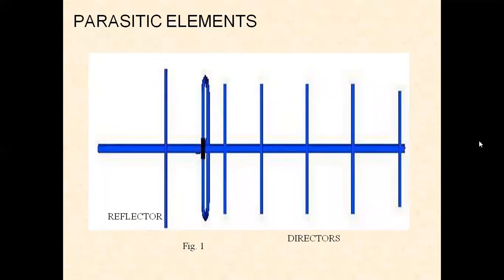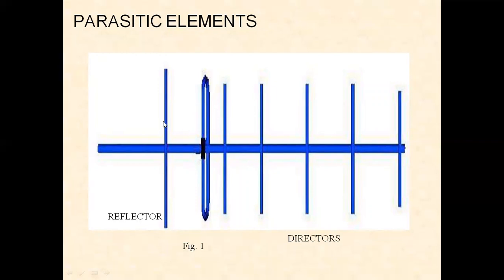So this is the basic structure of the Yagi antenna. This Yagi antenna consists of a folded dipole. This is the main antenna. It is also called the Yagi-Uda antenna, invented by Yagi and Uda together, or simply we call it the Yagi antenna. It consists of a driven element. This is the driven element. A folded dipole is used as the driven element.